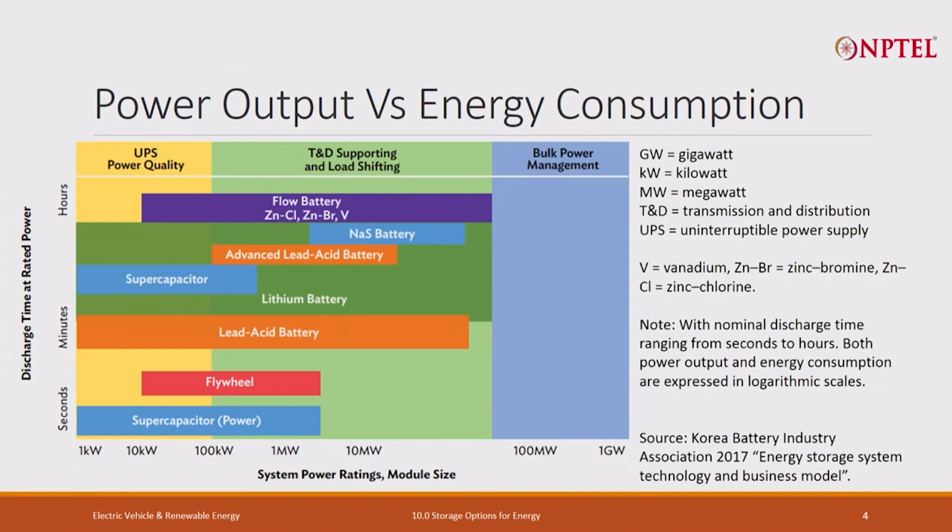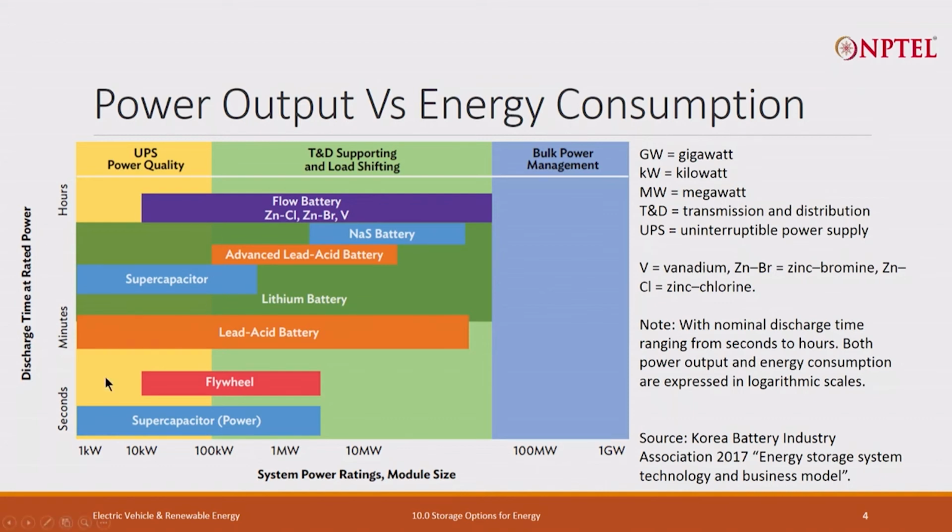How do we decide what type of energy storage we should look at? The power output versus energy consumption is a very nice graph, and the source is the Korea Battery Industry Association, 2017. If you require energy storage for a few seconds and capacity up to 1 megawatt, a super capacitor becomes a good option because it can discharge. The discharge rate is very high, 10C, 20C, 30C, and the charge rate is also very high.